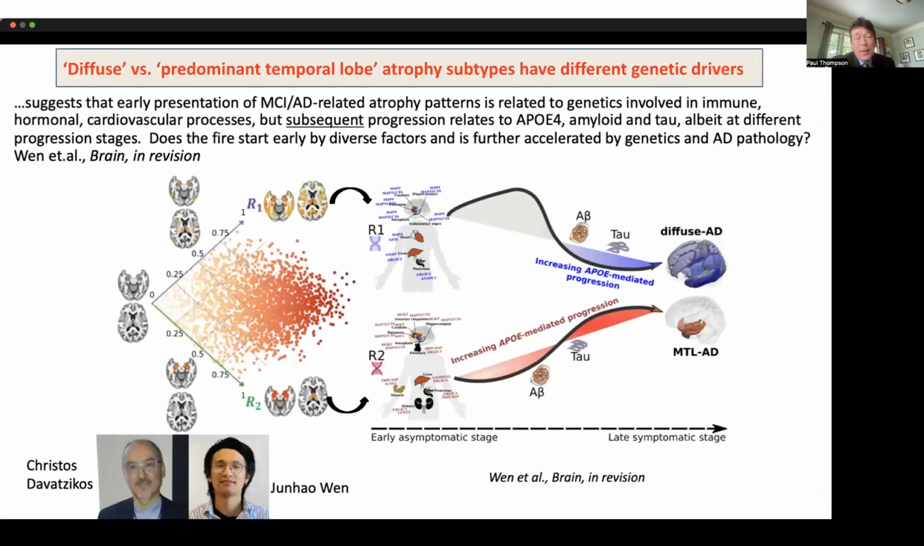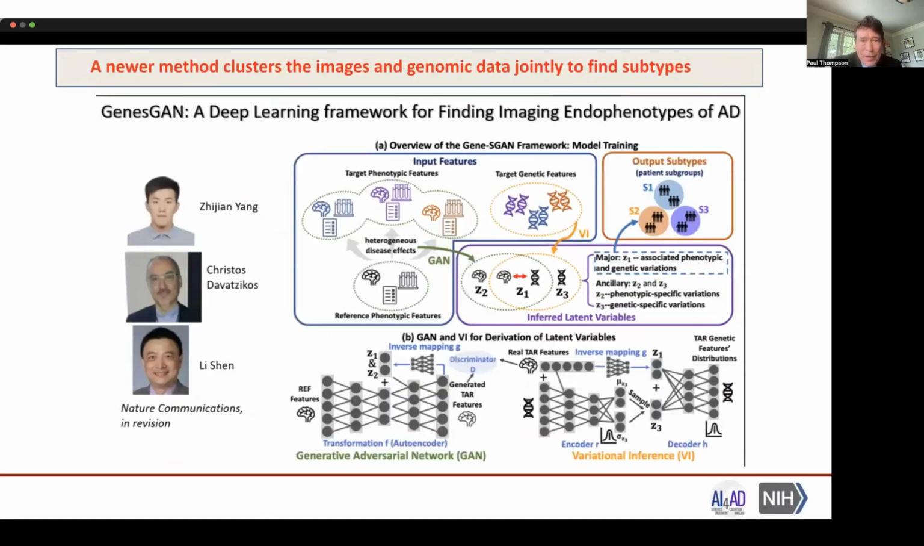scans. They also suggest that there's an early profile of atrophy, very diffuse, in the brain that is promoted by genomic markers related to hormonal, cardiovascular, and immune processes, and also a subsequent progression that is more focused on the medial temporal lobe, that is more promoted by genes that influence tau and amyloid deposition in the brain.